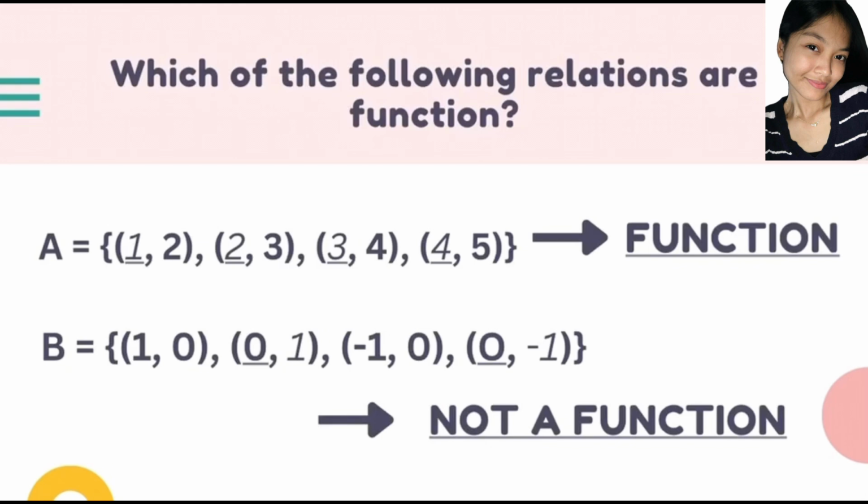In letter B, the numbers provided are 1, 0, 0, 1, negative 1, 0, 0, and negative 1. So letter B, in here, we can see that we have a same domain, which is 0 and 0. Yan yung mga naka-underline na dalawang 0. And as you notice, the output of these two numbers are different from one another, which are the numbers positive 1 and negative 1.